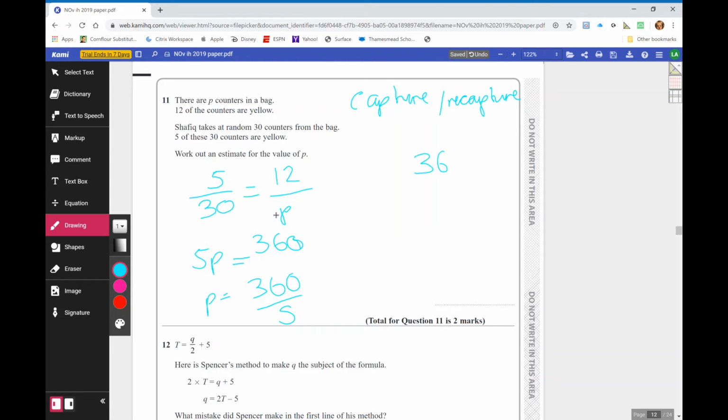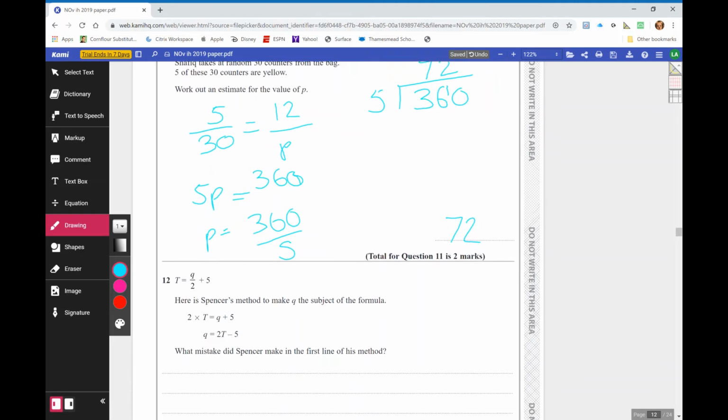If you want you can use the bus stop method to do this. So 5 into 36 goes 7, 5 times 7 is 35, so you get 1 left over. 5 into 10 is 2, so 72. So we've got an estimate of a population of 72. Okay, so that's capture, recapture. If you want to have some more practice of those, that's what it's called.